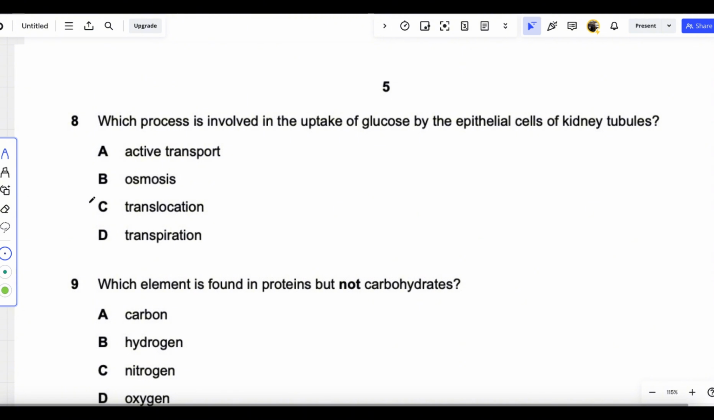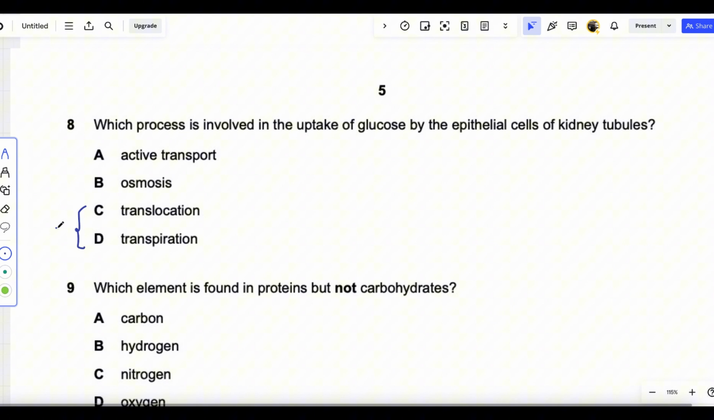These two are already wrong. Transpiration is the loss of water from the leaf as a result of heat and the uptake of water from the ground. Translocation is the movement of glucose that has been manufactured from the region of manufacture to the region of use. So these two are already out of this question. The answer is between A and B.